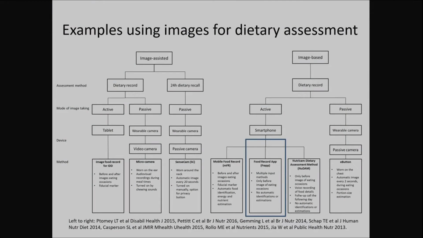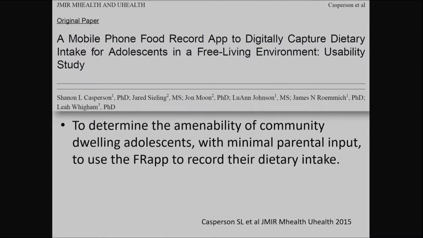Now, I'm going to move over to the image-based, and I'll go through an example that's an active smartphone app called the Food Record app, FRAP. What I'll point out here is that sometimes when we develop these items, we want to start thinking about who we're developing items for, and also how much we can capture. Do we need to burden the user?